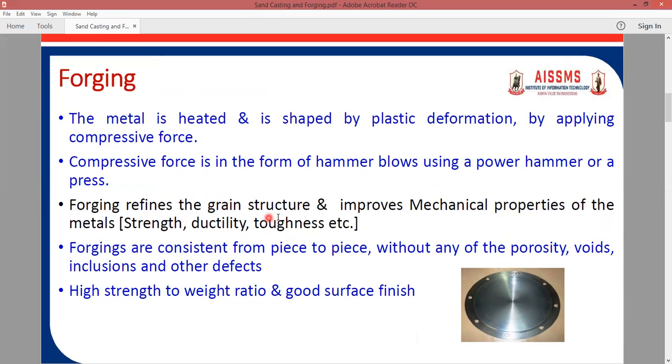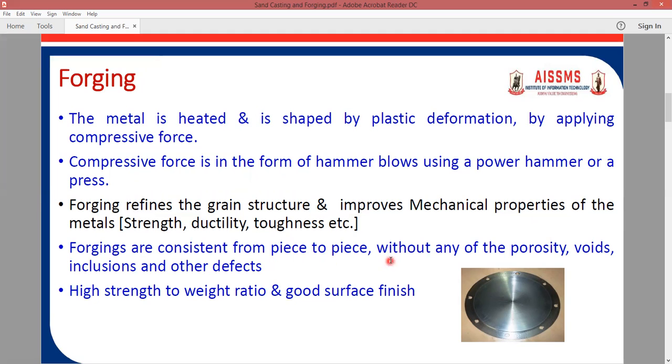So forging refines the grain structure and improves the mechanical properties of the metal such as strength, ductility and toughness. As we have talked about casting already, casting components have less strength as compared to forging. Why? Because forging refines the grain structure and improves the mechanical properties. This is the reason behind that. That's why forging components have better strength as compared to casting components.